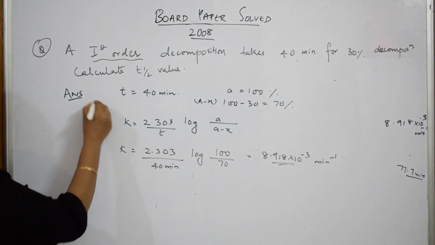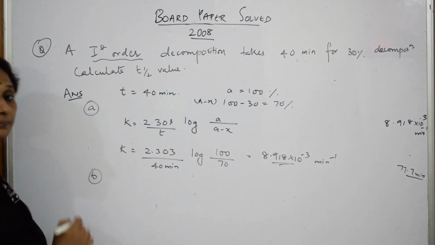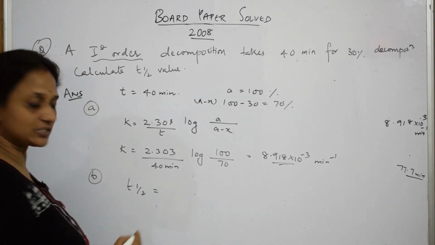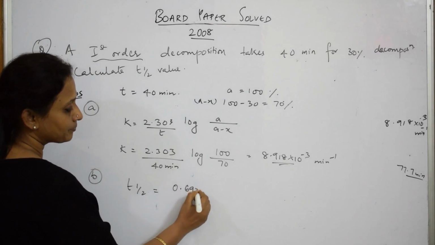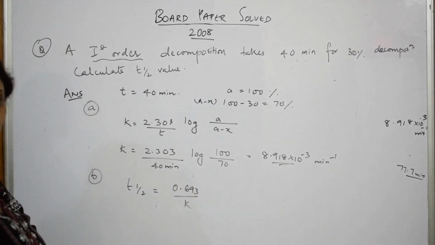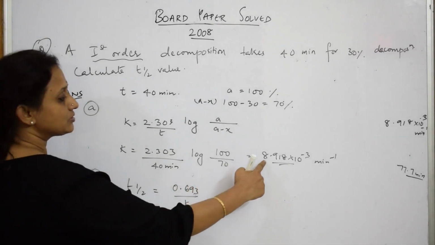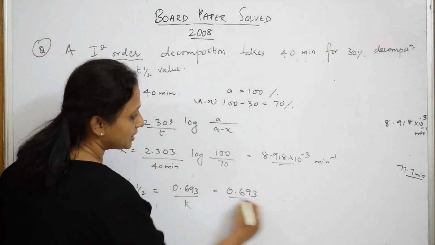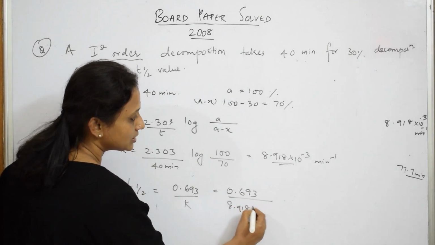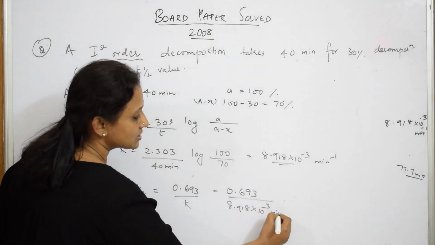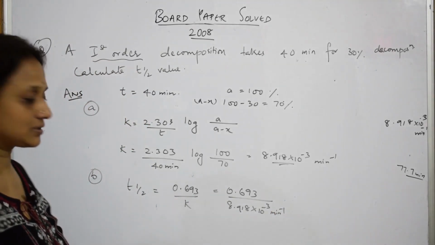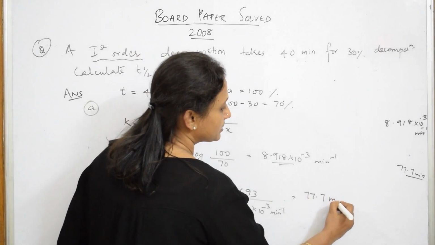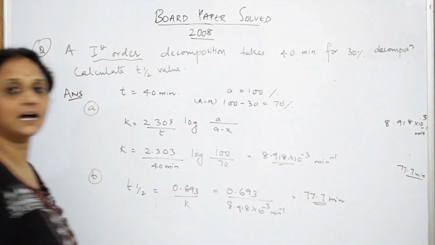We very well know the half-life period in the first order rate equation, which is equal to 0.693 by K. We've already derived this. Please watch the video for that. Now substitute this value of K here. What do we get? 0.693 by 8.918 into 10 raised to the power minus 3 minute inverse. That is the unit for your first order rate constant. When you solve this, you get an answer of 77.7 minutes. This is your half-life period.